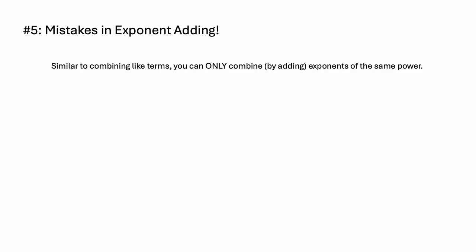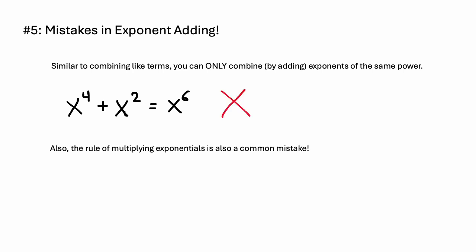Mistake number 5 is similar to the earlier mention of like terms. It's mistakes in exponent adding. So for example, like said earlier, you cannot add x to the fourth plus x squared equals x to the sixth, because they are not like terms. X to the fourth is not a like term with x cubed or x squared, because although they're all x's, you cannot add them together since they're raised to different powers.